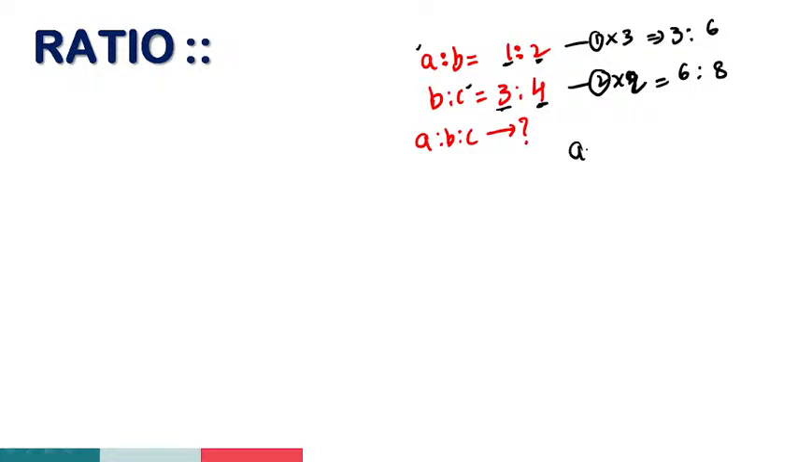Right, so we have to find out A is to B is to C. What is the value of A, guys? 3. And what is the value of B? 6. Since both are common, let's take one out.